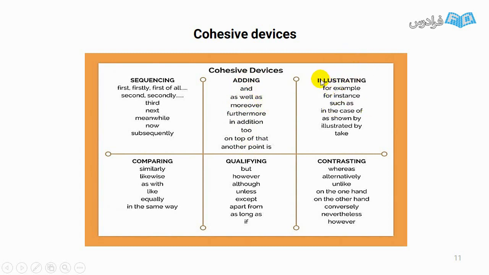And illustrating. You want to make something clear by giving some examples. You can use these words. Comparing, talking about how similar things are. These words are really useful. Qualifying. Exactly, you want to make something less general. These words. And when you are talking about contrast between two things, use these words.